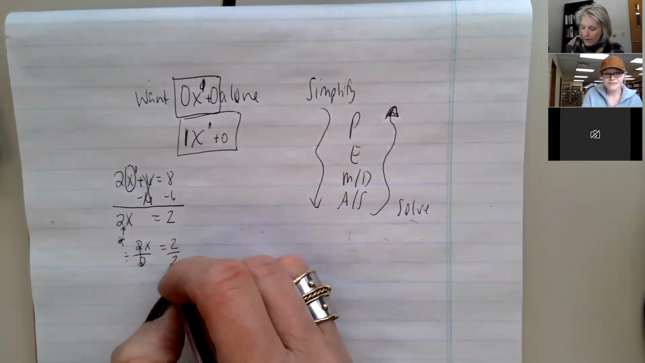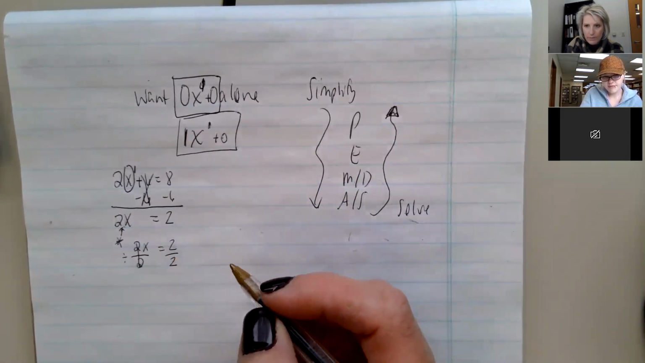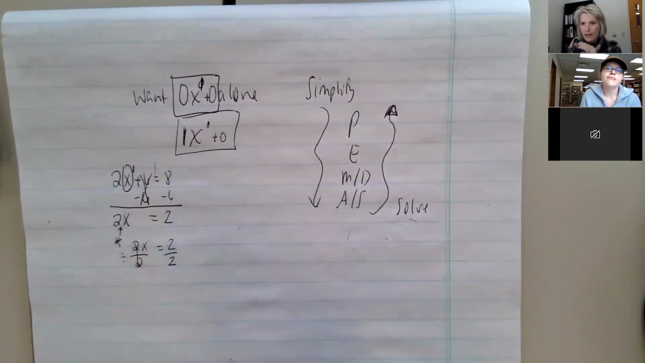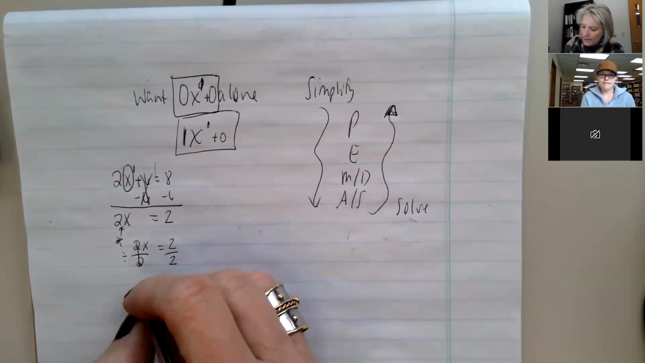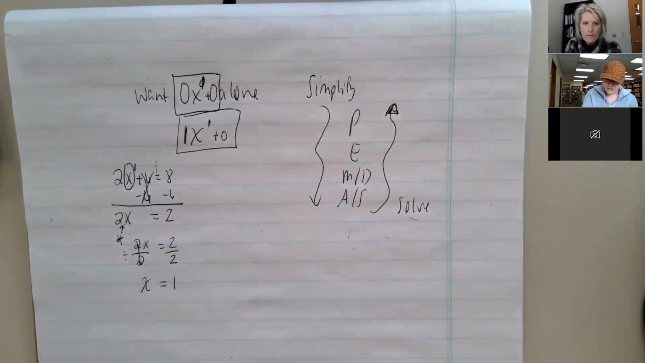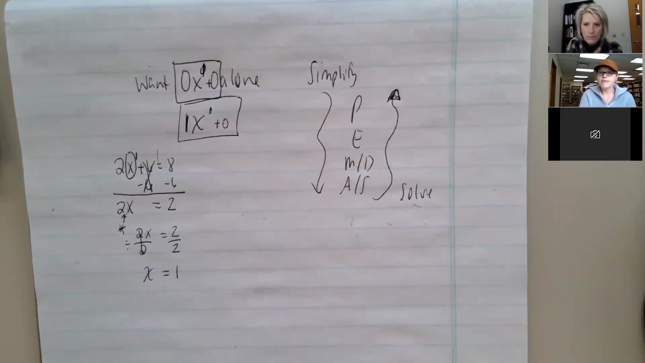And so that means we're going to divide by 2 on the right, because our equal sign is a balance. Whatever we do to the left, we have to do to the right. And so x must equal 1. Okay.